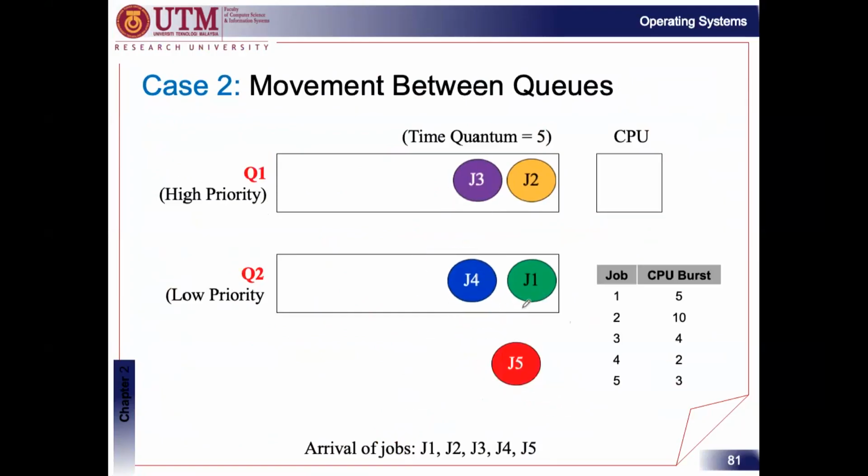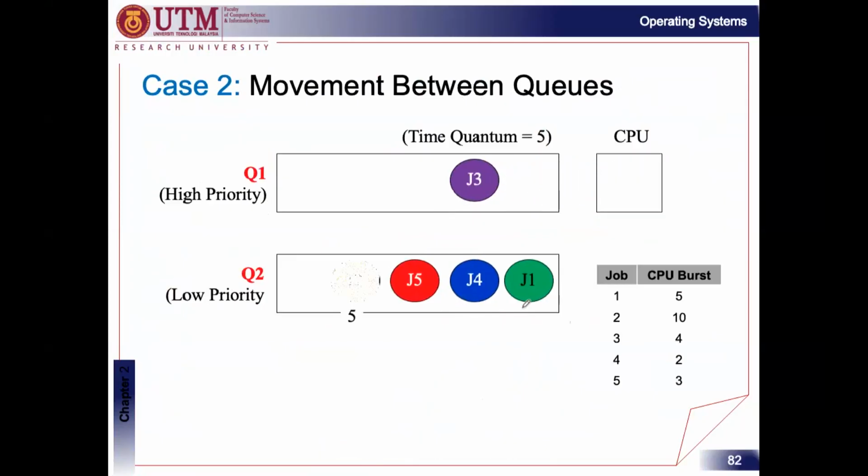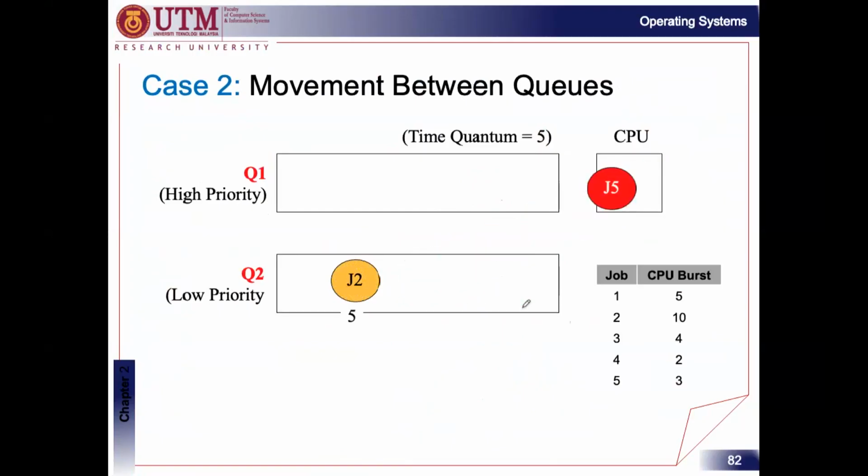Next. They set the priority, and then which one? The high priority first, and then the remaining is put back in the low priority, then process the next, and so on. The rest continues until J1 finishes, until J2 completes.